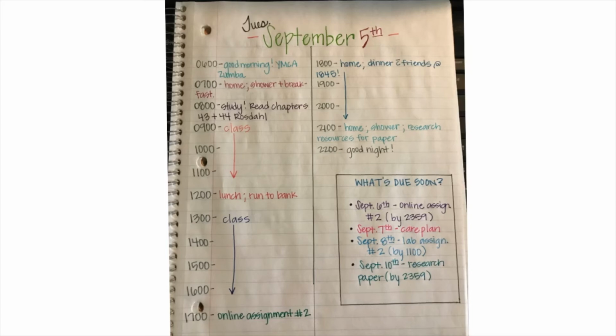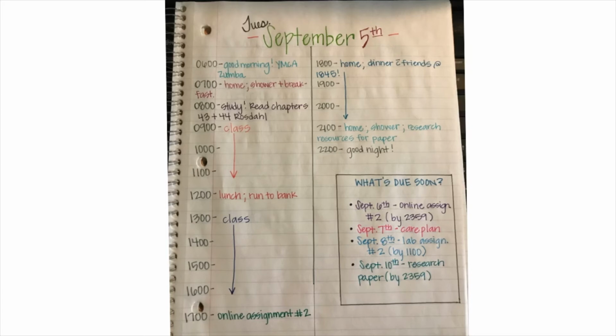class. All right. You see, at lunch, I'm also using my lunchtime wisely. I got an errand I need to run, and y'all already know the bank doesn't stay open all day. So I'm using my lunchtime to run to the bank. And then I'm going to be in class, and then I'm going to do my online assignment number 2 when I get out of class.